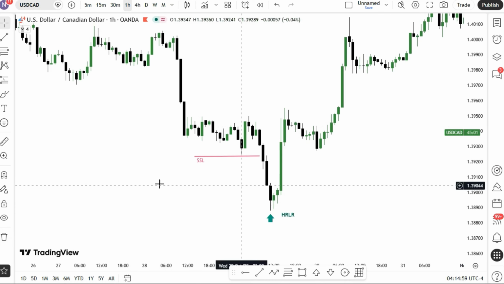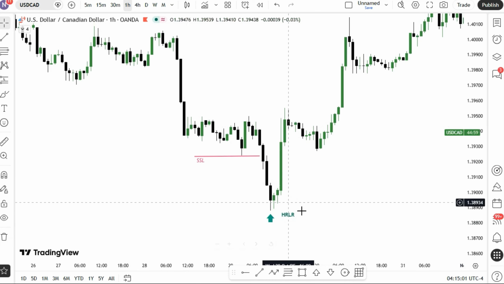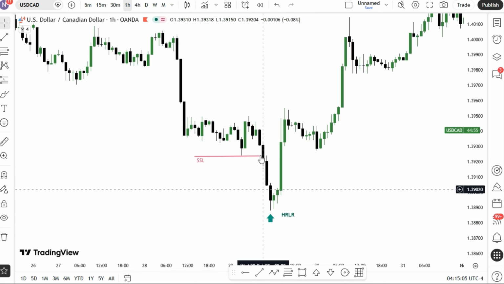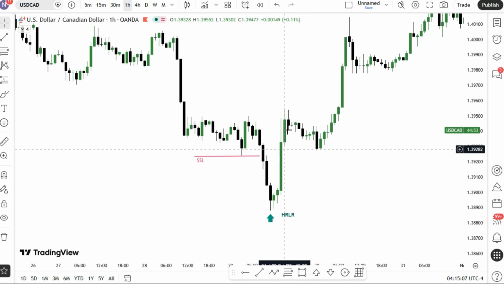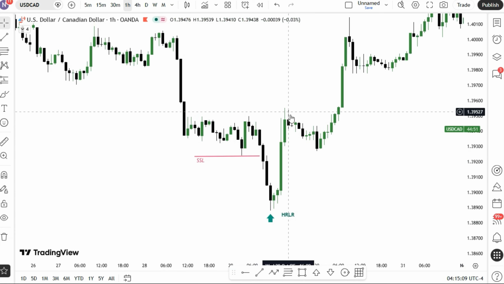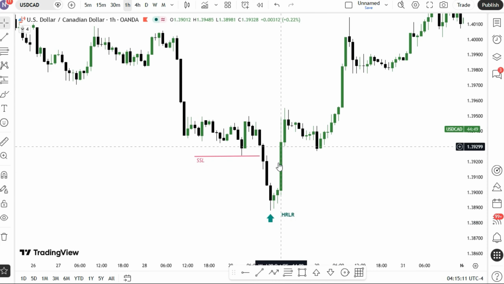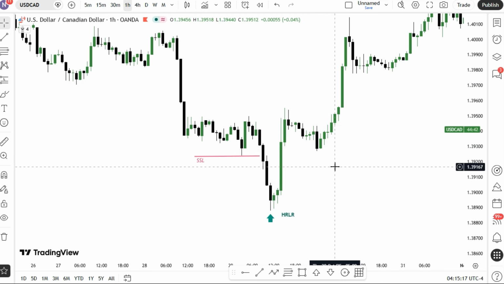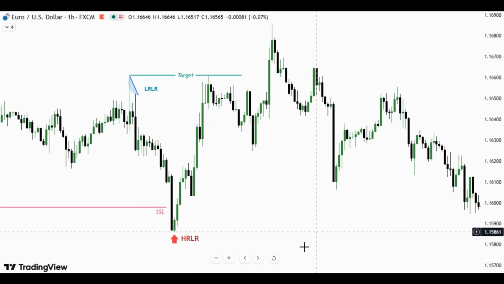And here is another simple example of a high resistance liquidity run. As you can see, the price came down, swept the stops, and then made a sharp, aggressive move to the upside. On the pullback, it offered a perfect 2022 model setup, allowing us to catch the continuation of the move upward. Now, let's look at another example.